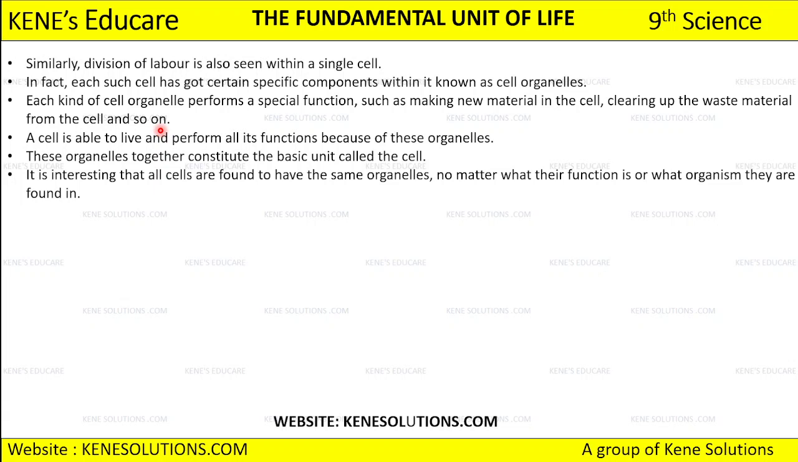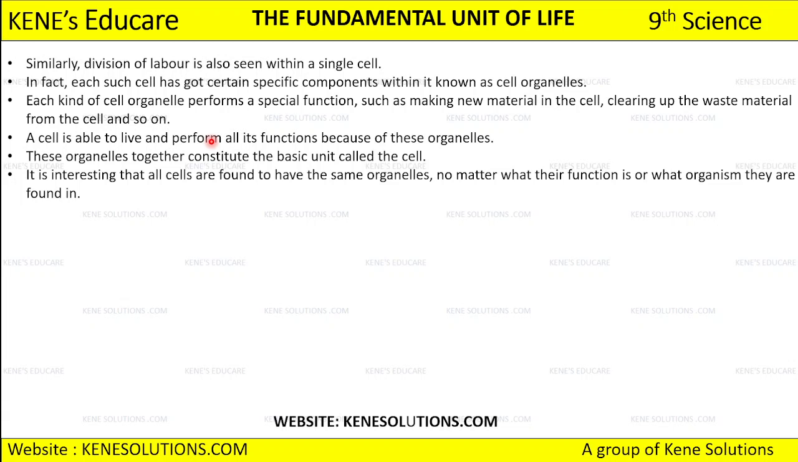So similarly, as I told you, we have division of labor in multicellular organisms, वैसे ही there is a division of labor which can be seen within a single cell as well. Each cell has certain specific components within it, and we call them cell organelles. Each kind of cell organelle performs a specific function. जैसे कि they help in making some raw materials for the cell. They help in clearing the waste material from the cell, and this is how they help us.